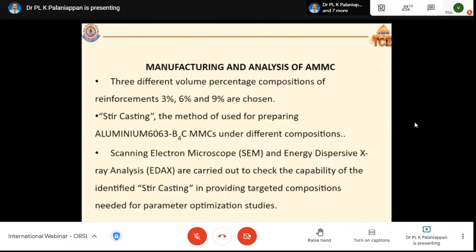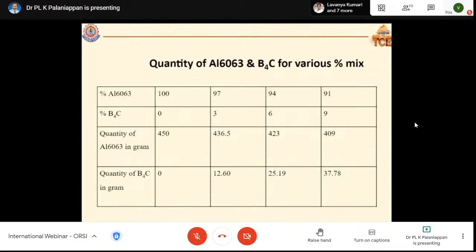So three different volume fractions, as I told you, 3%, 6%, and 9%, are chosen. Stir casting is a method for preparing the metal matrix composites, and scanning electron microscope and EDAX are used to carry out the analysis part. These are the percentages we have taken. We have taken aluminum as the matrix. First one is pure aluminum 6063, so there is 0% boron carbide, and the quantity we have taken is 450 grams.